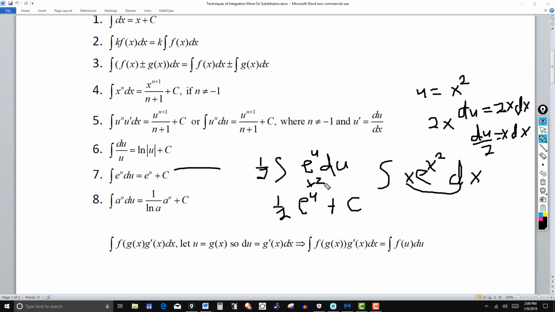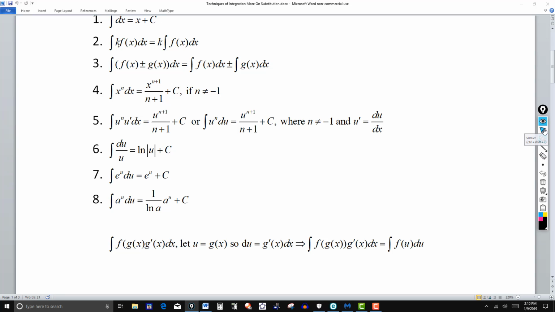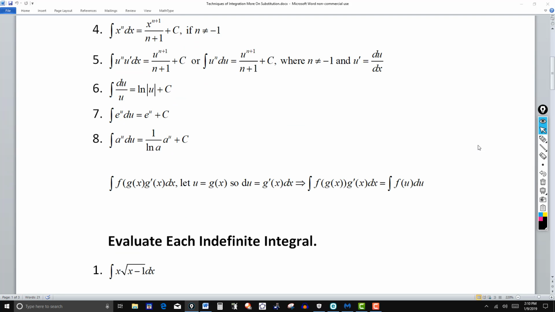So some of these are fairly obvious as to what the substitution is going to be. Look to see if you can find the derivative of that g function. If it appears as a factor here in the integrand, that'll give you an idea as to what to do. Sometimes it's not that obvious, and I do want to point out that there could be more than one substitution that would work. Try to look for the most obvious one.